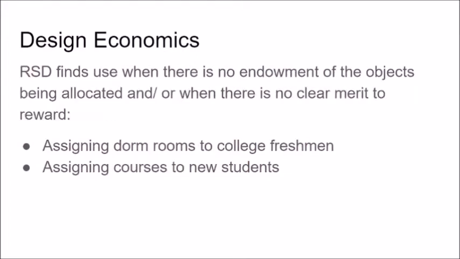The random serial dictatorship algorithm, RSD, finds use when there is no endowment of the objects being allocated, when there is no initial endowment, or if there is no clear merit to be rewarded. A common example of this is assigning dorm rooms to college freshmen. The freshmen do not initially have a dorm, so there is no way for them to have the best dorm or the worst dorm to determine their budget set. So RSD is often used to randomly give certain students the first pick. Another example, also in the academic world, is assigning courses to new students. There is no GPA or seniority to go off of, so the power distribution is random.